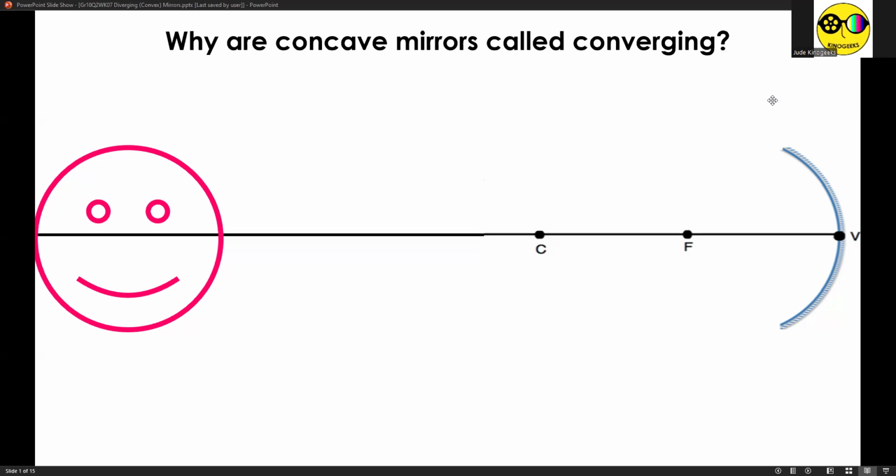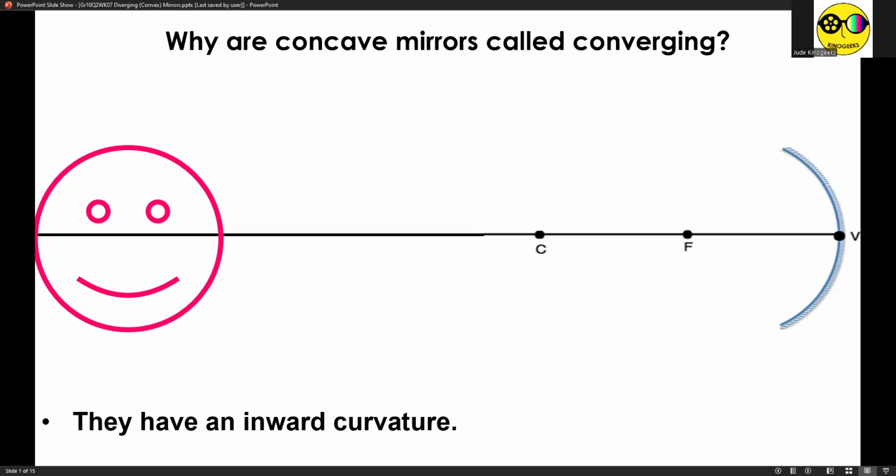So, we kick-started our lesson earlier with answering this question. So why are concave mirrors called converging? So first, in terms of curvature, they have an inward curvature, no? And this shape or form or appearance rather explains or is responsible for the second reason.